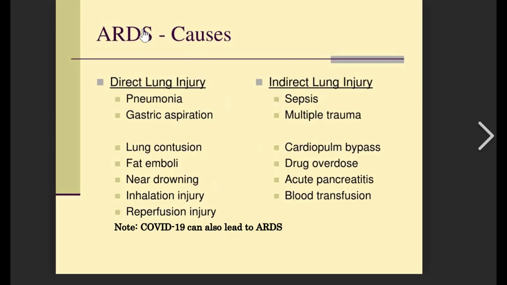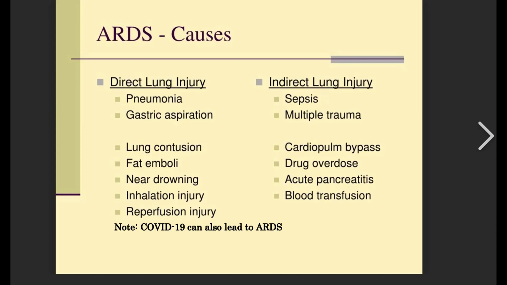to ARDS. Now what are the indirect lung injuries? Sepsis, that is systemic inflammatory response to an infection, multiple trauma, bypass surgery, drug overdose, pancreatitis, and multiple blood transfusions. They all can trigger an inflammatory response. When there is a systemic inflammatory response, it damages the alveolar capillary membrane that can lead to ARDS.